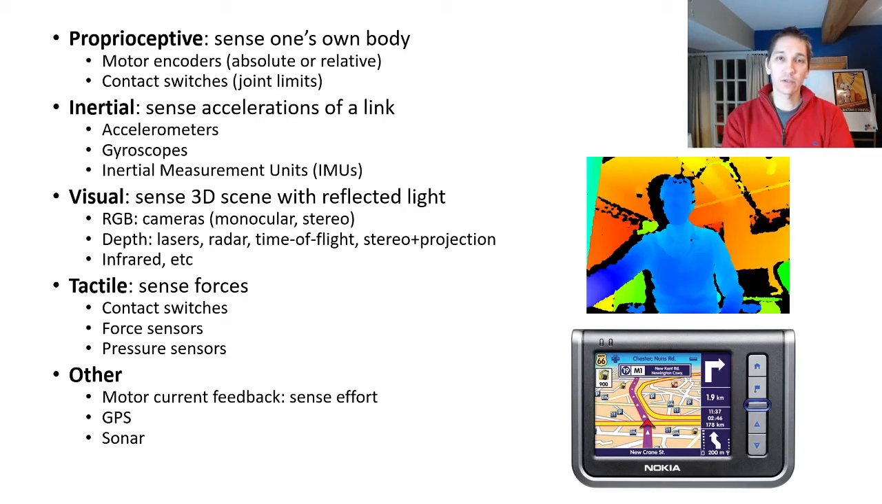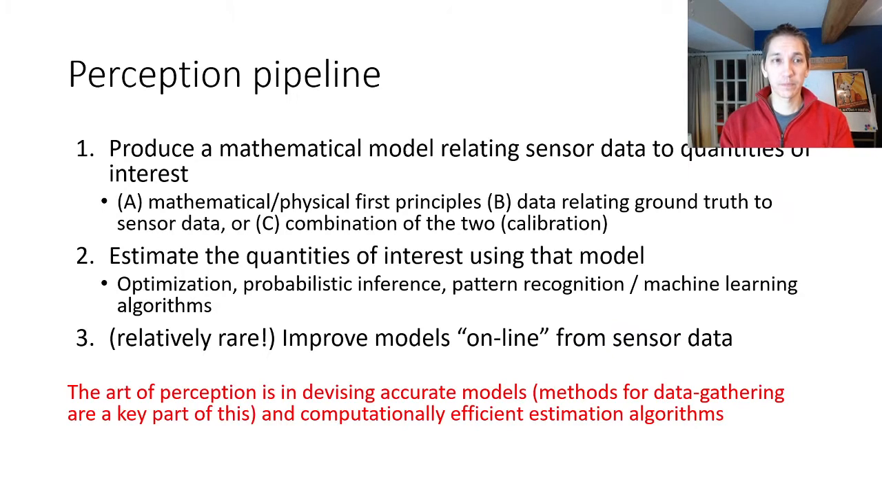There are lots of different types of sensors that are used in robotics, including proprioceptive sensing, which senses the robot's own body position; inertial sensing, which senses the acceleration of some link on the robot; visual sensing, which uses some sort of light, either visible light or some other spectrum of light, to sense the 3D scene. And then there's also tactile sensing, which we'll be looking at in a future lecture, as well as other types of sensors that may be useful for different applications.